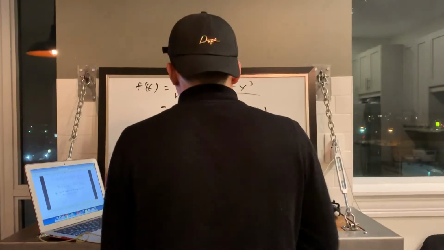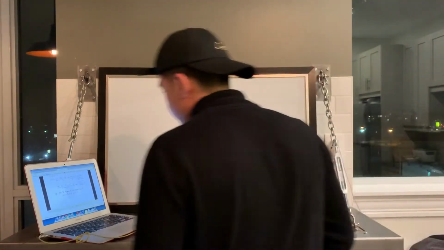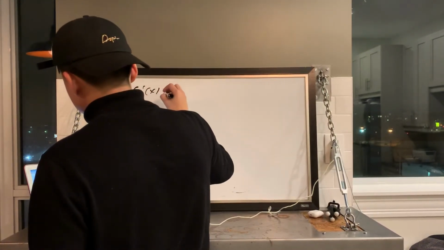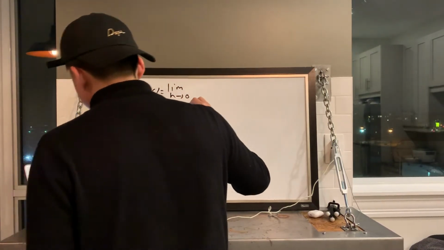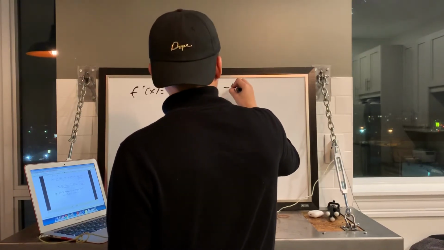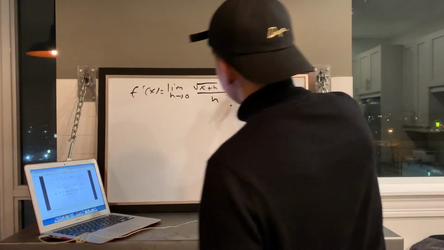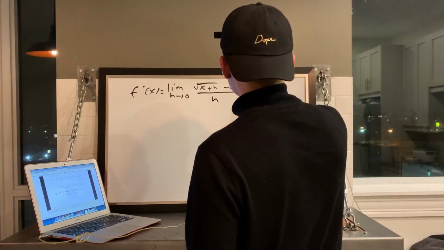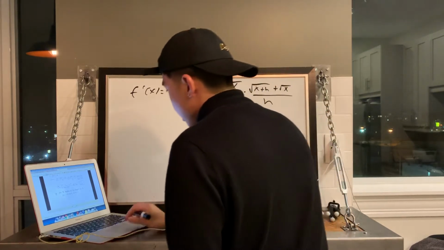So you have, right here, f prime of x equals the limit as h approaches 0 of root x plus h minus root x, all over h. What you're going to do is multiply by the conjugate, it's called. We're going to multiply top and bottom of this by root x plus h plus root x.